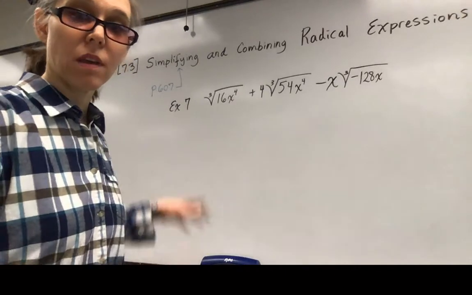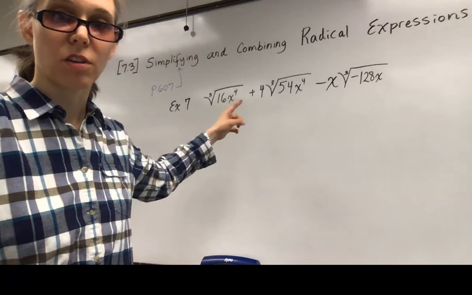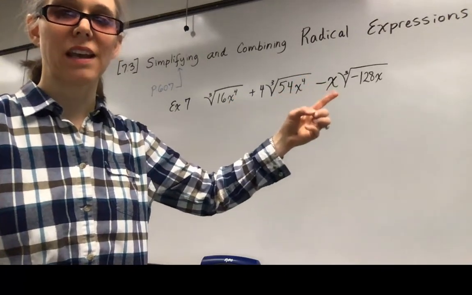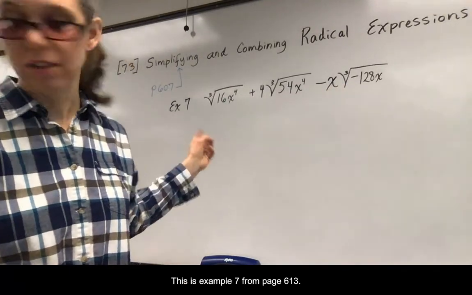Last example. Cube root of 16x to the 4th plus 4 times the cube root of 54x to the 4th minus x times the cube root of negative 128x. This is example 7 from page 613.